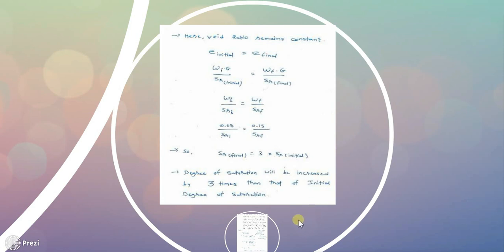Let us go further to the next problem. A soil sample has a diameter of 38 mm and a height of 76 mm. Its weight is 1.15 Newton. Upon drying, the weight reduced to 0.5 Newton. Specific gravity is 2.7. In the wet state, what is the degree of saturation and water content of the soil sample? Determine the void ratio and porosity. Also find out total unit weight and dry unit weight.